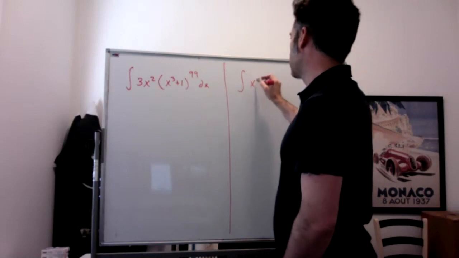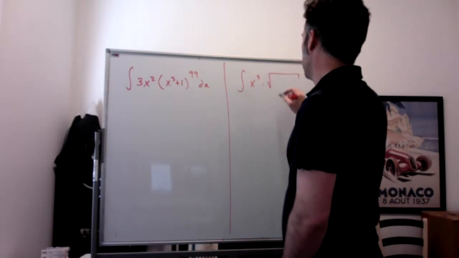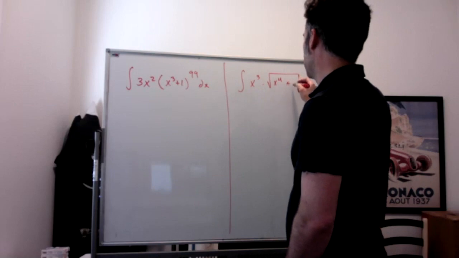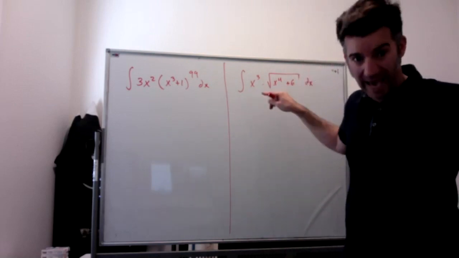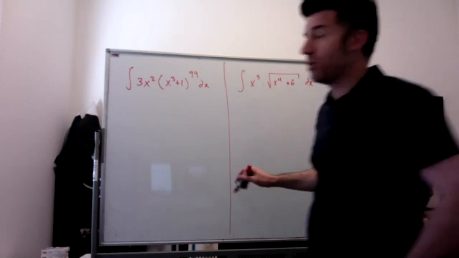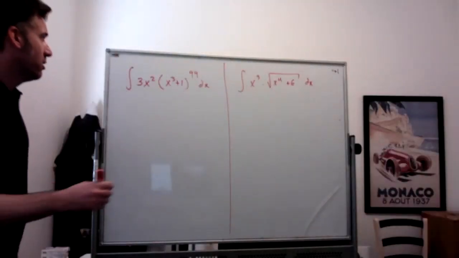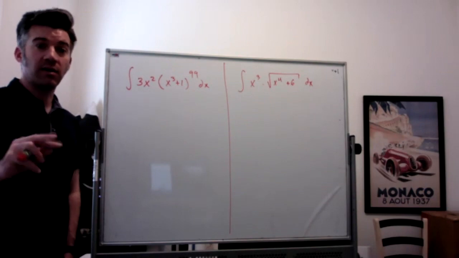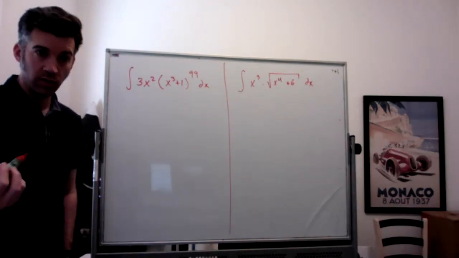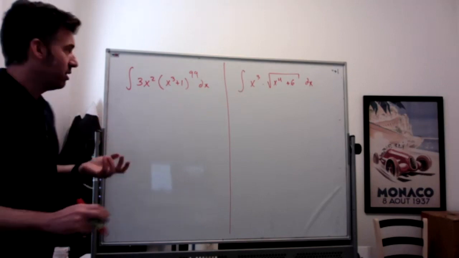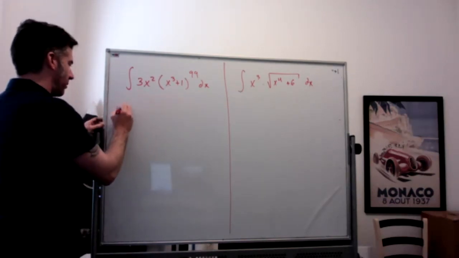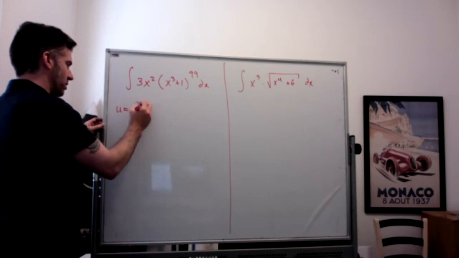Let's say x cubed times the square root of x to the 4th plus 6. This one you could not multiply out at all. You would have to do the u-sub here. Let's do both of them very, very quickly. So there's two ways to think about choosing your u. Thing one, you want the derivative to also be showing up. So with that in mind, I'm going to choose u equal to x cubed plus 1.